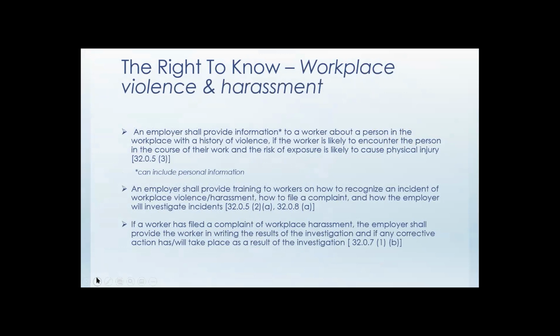What is the right to know about workplace violence and harassment? An employer shall provide information to a worker about a person in the workplace with a history of violence if the worker is likely to encounter that person in the course of their work and the risk of exposure is likely to cause physical injury. This can include personal information about the person with a history of violence.